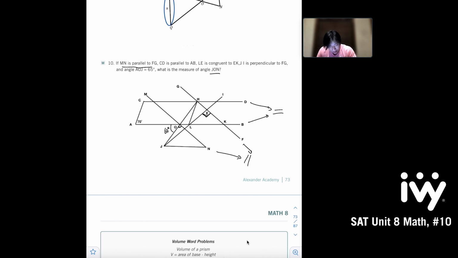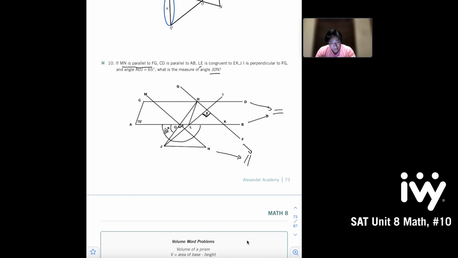Since we see AOJ is so close to the JON that we want, let's start working from there. Well, we know because AB is a straight line, that means that this whole thing right here must be 180 degrees. So this must be 180 degrees, which means if we can figure out this angle in here, we can subtract 65 and that angle to get our JON. So let's see what we can do.